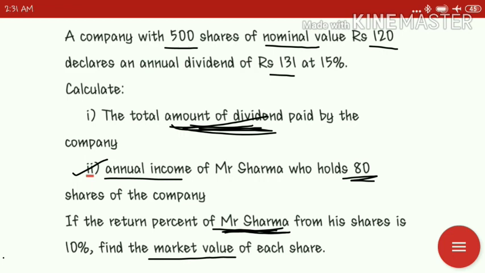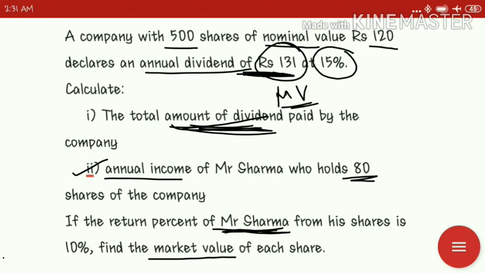Oh no, so it is the annual dividend, 131 is given, and 15% is the rate. So that is not the market value, it declares the annual dividend of rupees 131. And at 15%... actually, 131 is the market value. It is quite not easy to understand the market value. That is the face value, that is the rate, and the above one, the 500, is the number of shares.